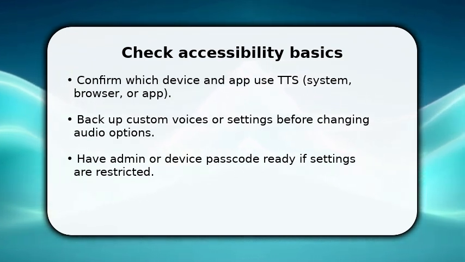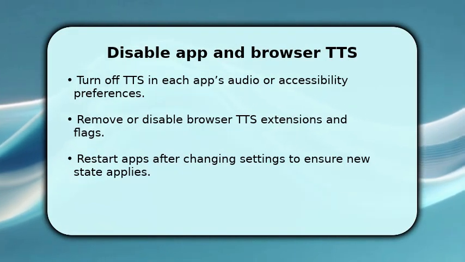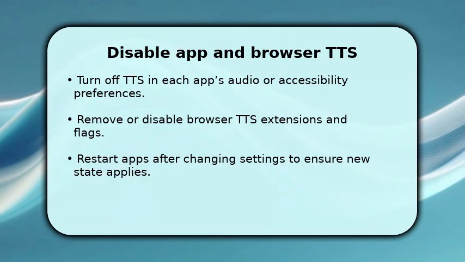Next, go into individual apps and stop their speech features. Look for read aloud, narration, or accessibility sections and toggle speech off.